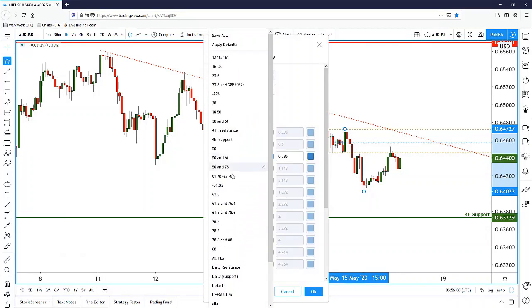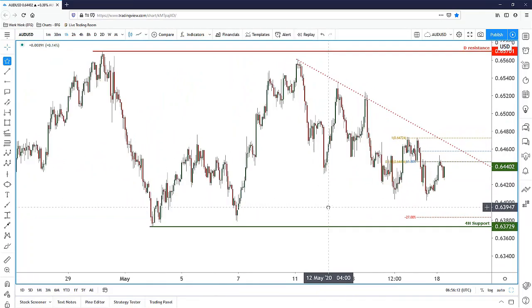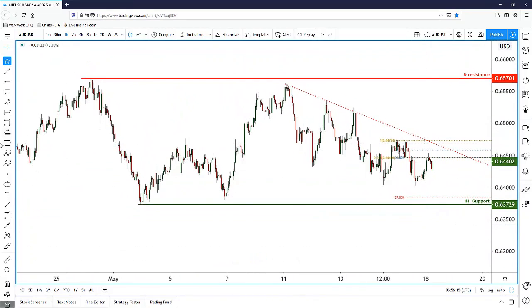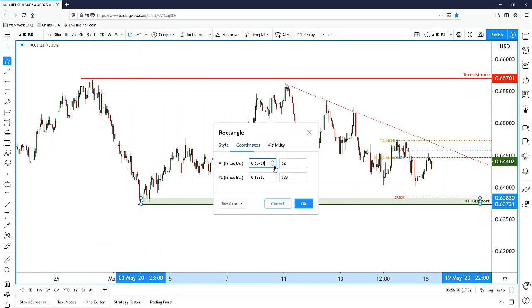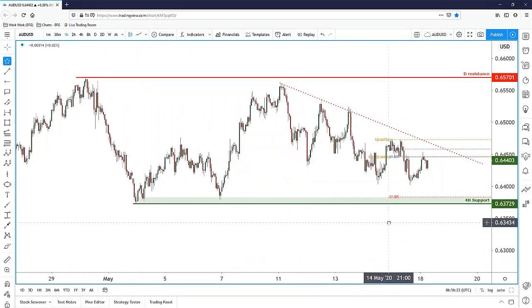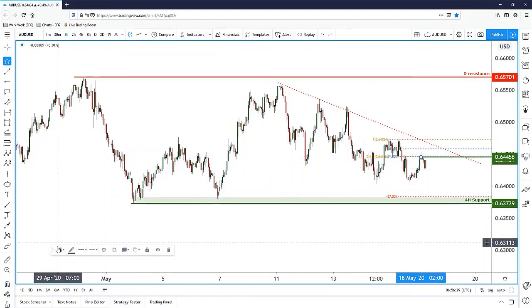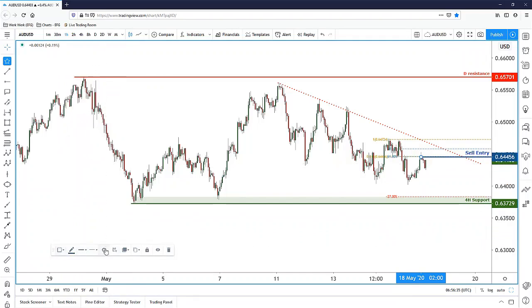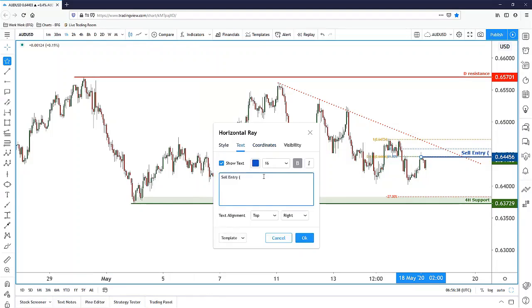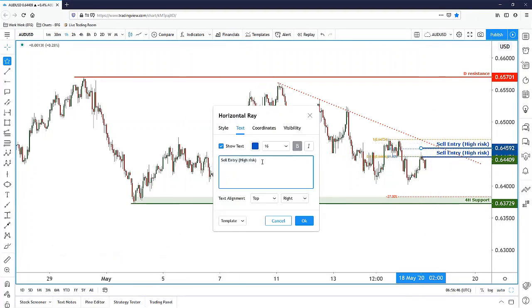So let me just highlight that. Okay, we have two entries, and let me draw the zone. Okay, and this is how I would actually play it, right? I will have two entries to show you guys. This will be a sell entry for the high risk traders, right? And then of course we have another sell entry at a 78.6. Okay, these are for the low risk.